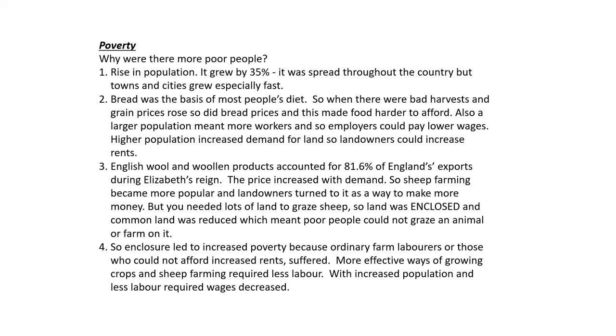That meant that landowners thought, I know how we can make loads more money. We can have more sheep. So therefore we can enclose land that would normally have been used to grow crops on, and we'll have sheep on it instead. So when you enclose that land, and the common land that ordinary people used to be able to use was reduced, that meant poor people couldn't graze their own animals on farmland, and that made it harder for them to live.